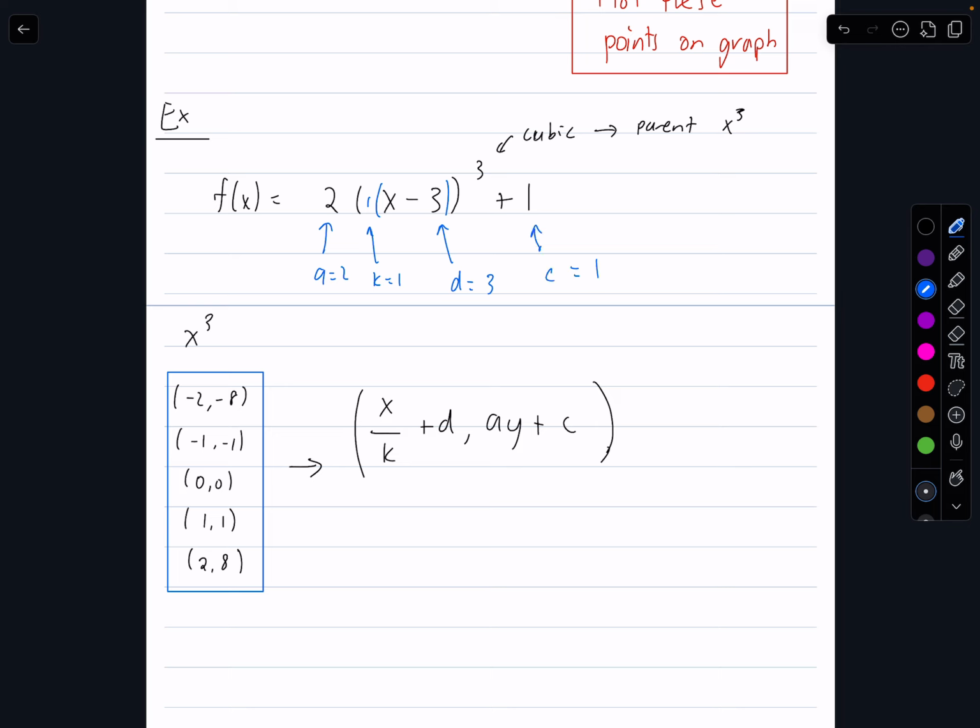Now that I have that, I can actually rewrite this. I'll write it on here. So my k is 1, my d is 3, my a is 2 and my c is 1. Perfect. Now what I'm going to do is take those points and plug them in to get my new points. So I should get 5 new points.